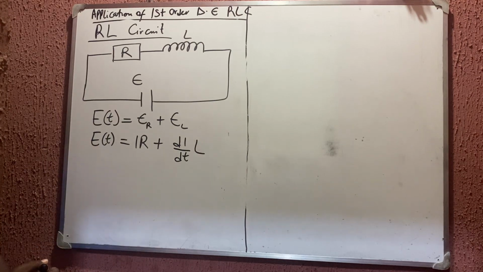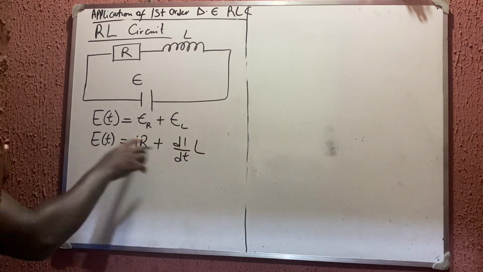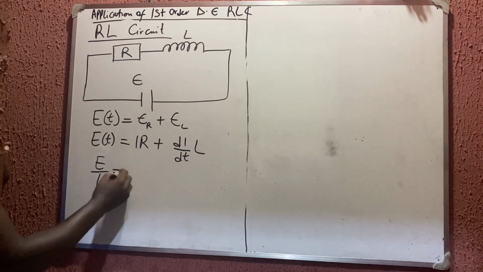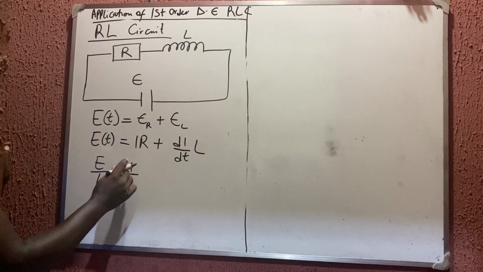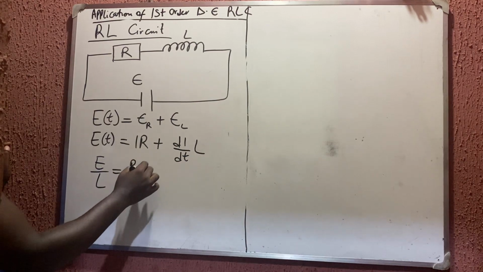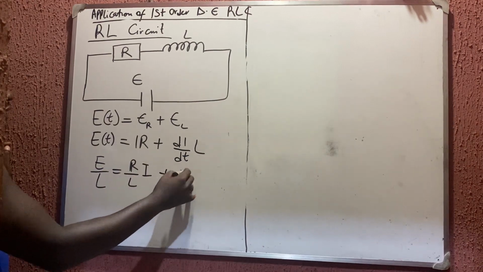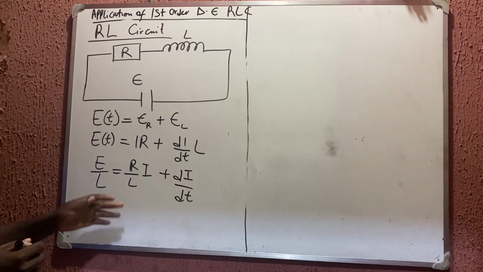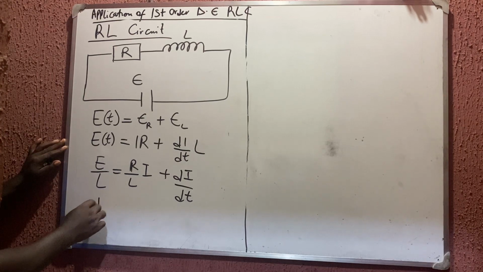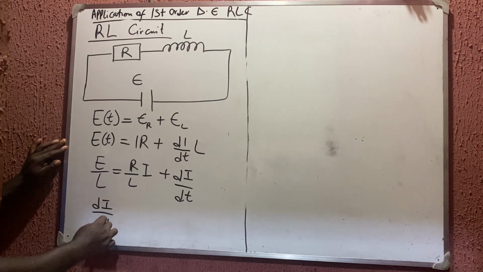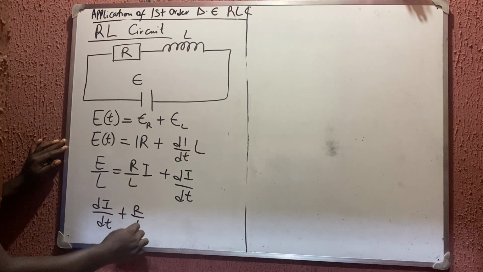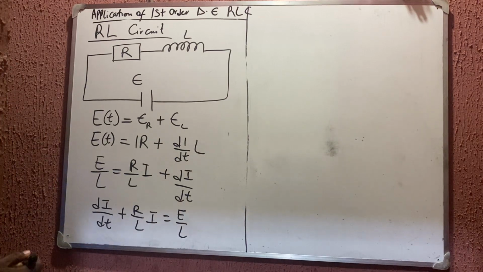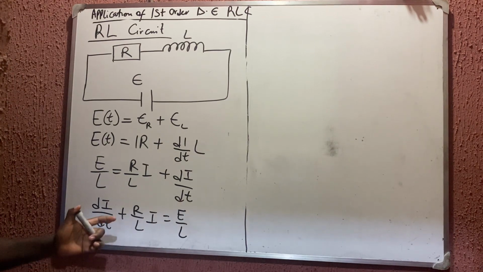Now if you look at this equation very well, let's divide everything by L. So it's going to be E over L is equal to R over L times I, plus dI/dt. Writing this properly, it will look like this: dI/dt plus R over L times I is equal to E over L.